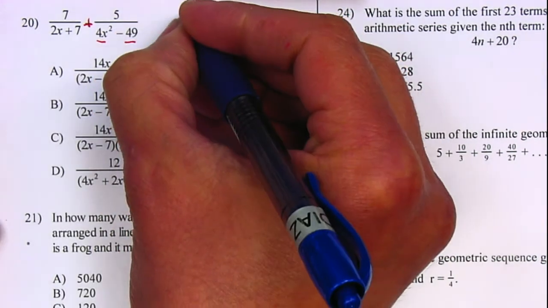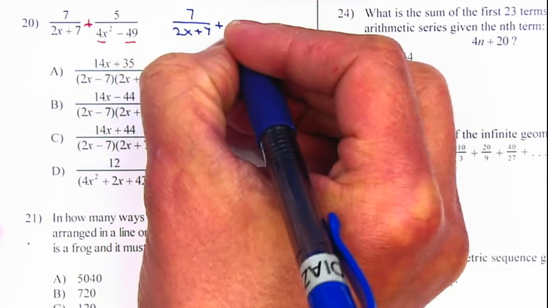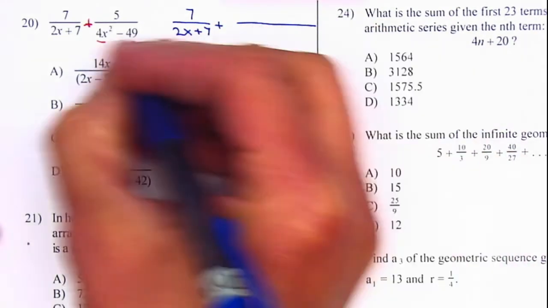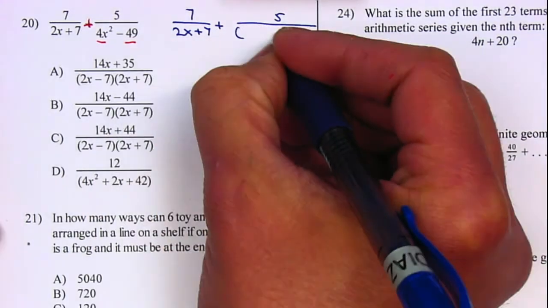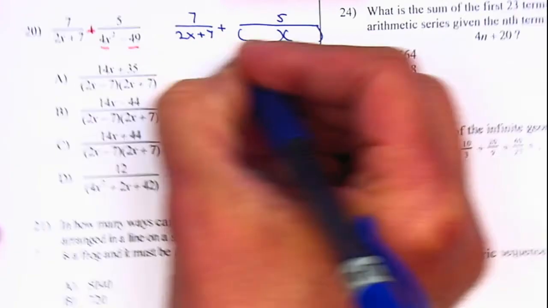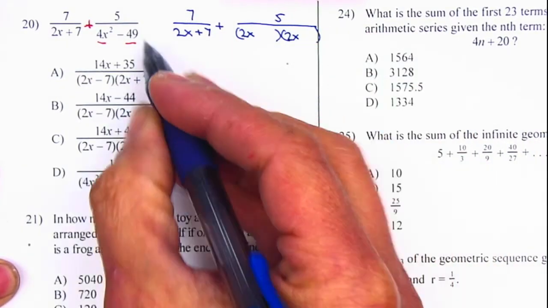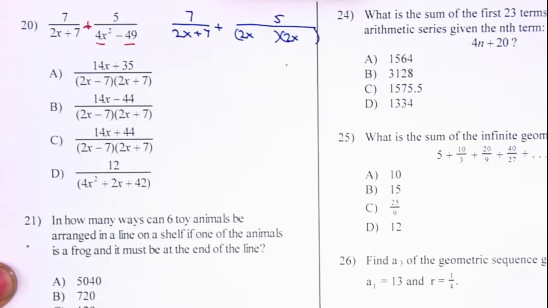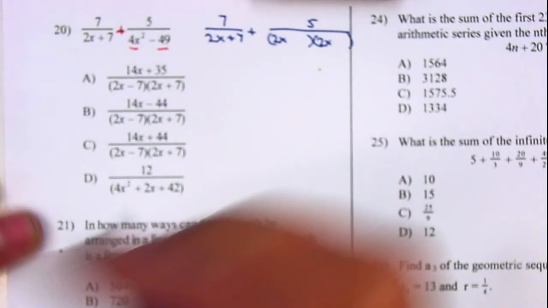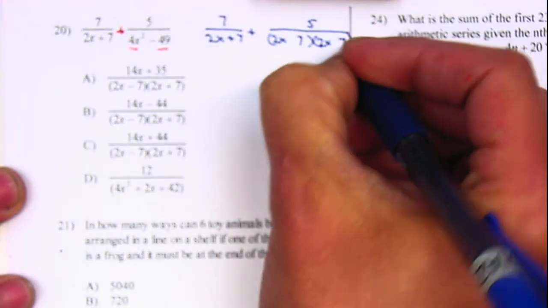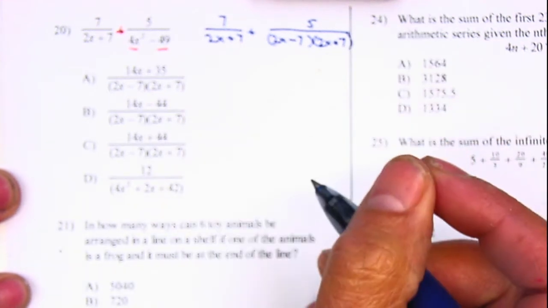The first one will stay the same, 7 over 2x plus 7, plus, I'm going to factor the denominator for the second fraction, so double parenthesis. Factors of 4x squared will be 2x and 2x. Factors of 49 will be 7 and 7, 1 negative and 1 positive. So 2x minus 7, 2x plus 7.